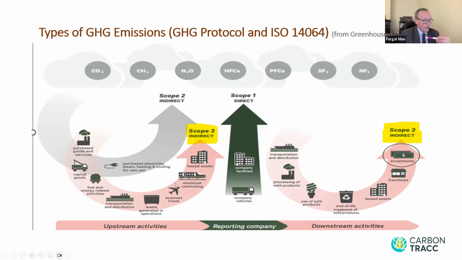Employee commuting, business travel, waste generated by our operations, which are handled, treated, disposed, and recycled by other organizations, transportation and distribution of our materials to our production sites, so raw materials, for example, pig iron or iron ore to our iron foundries, iron to our steel mills, fuel energy related activities, capital goods.